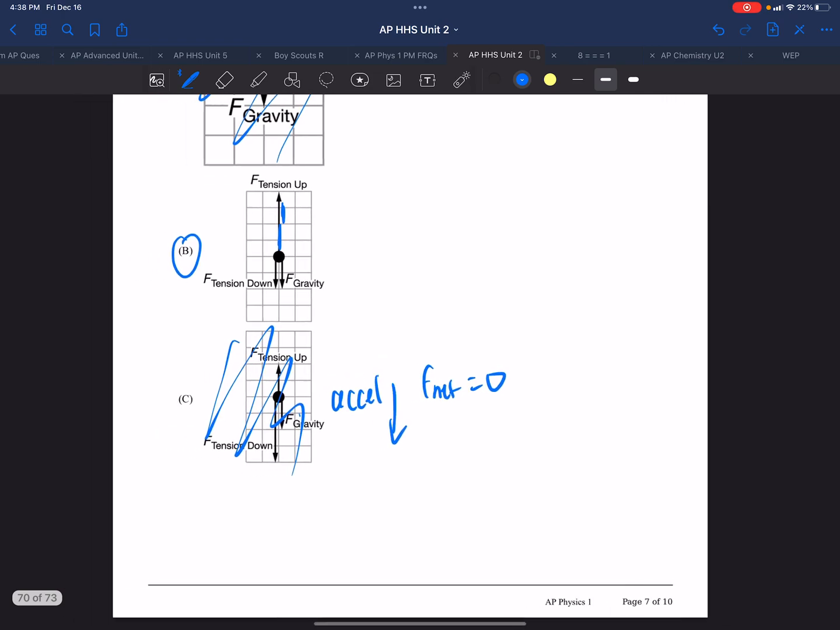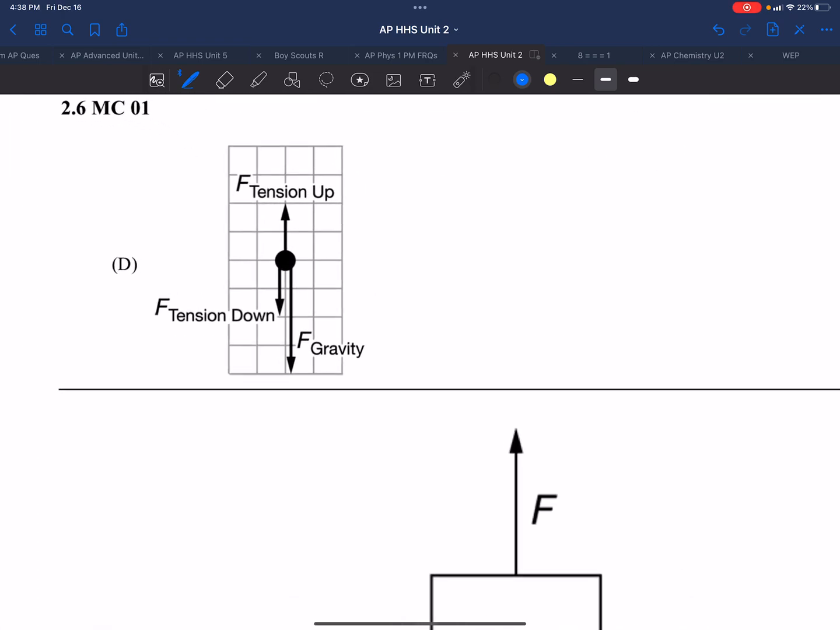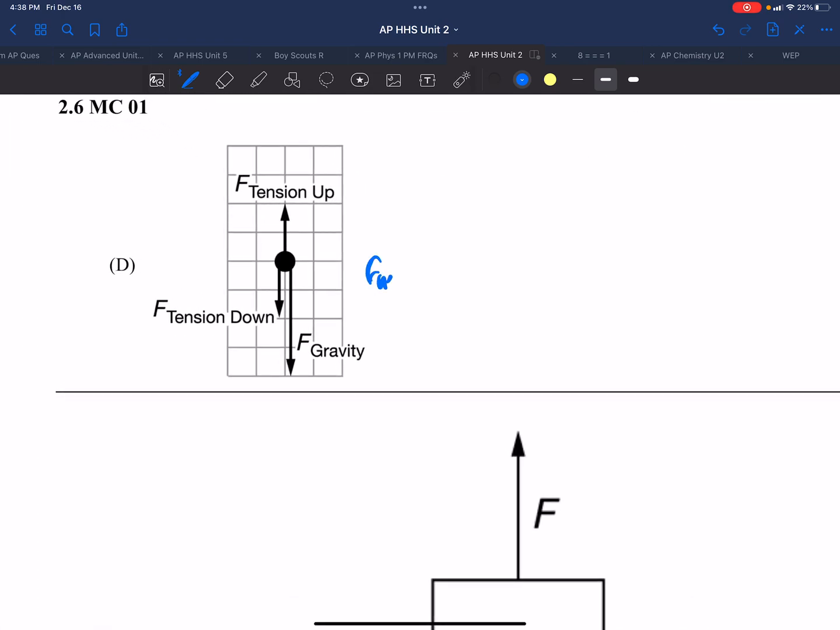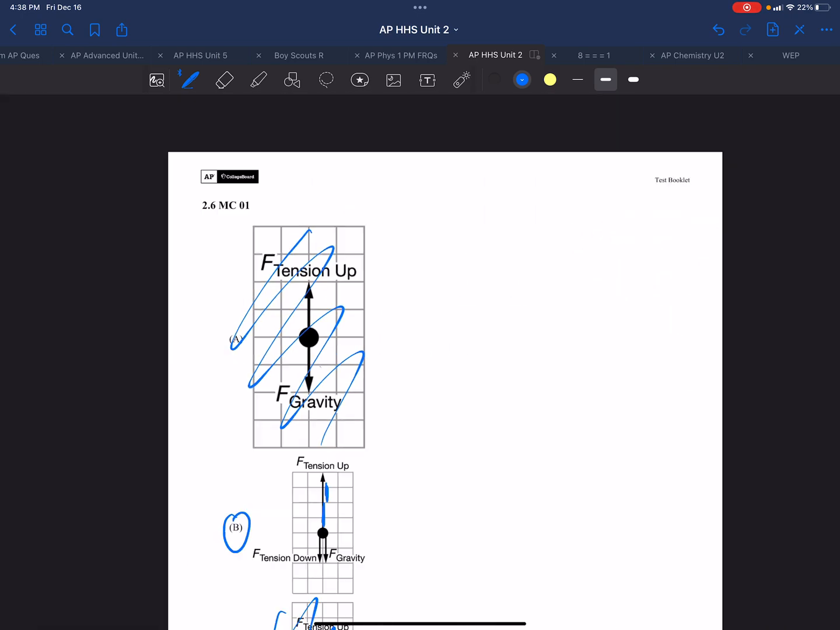And we look at choice D. And again, we see the net force is not equal to 0. This thing would accelerate downward. The upward tension is not balancing the downward forces. So we're looking at choice B.